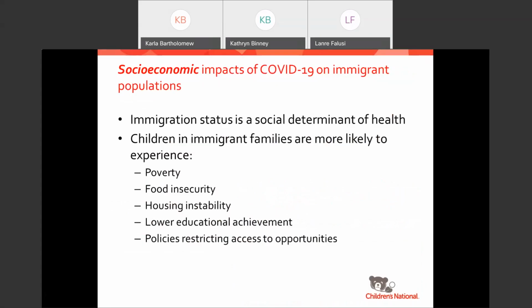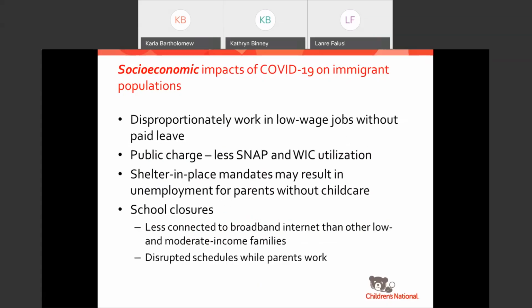So then moving on to the socioeconomic impacts of COVID-19 on immigrant populations. So we all know that immigration status is a social determinant of health. My bias, again, is always towards thinking about children and families. So children in immigrant families are more likely to experience poverty, food insecurity, housing instability, and lower educational achievement. These all result, again, from policies that restrict their access to opportunities, as opposed to any kind of inherent difference, but rather years of limited opportunities for immigrant families.